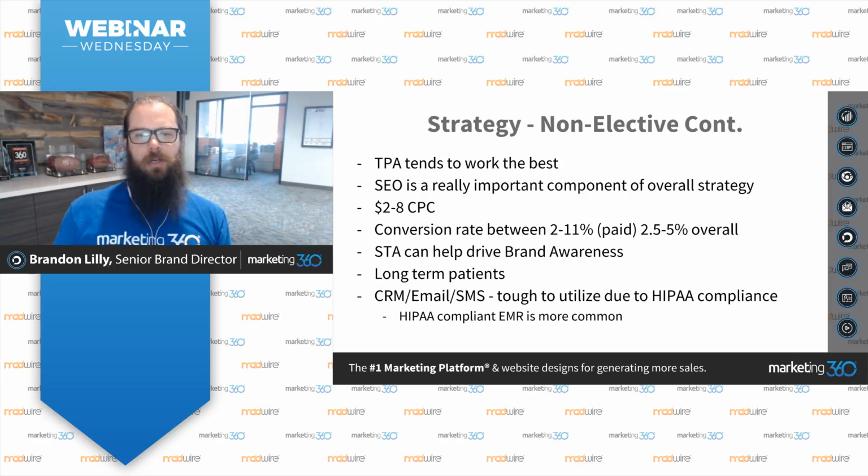$2 to $8 cost per click. Conversion rates of between 2 and 11% on paid, and 2.5 to 5% overall. And that overall includes people that have visited your site organically, people that are researching, things like that.